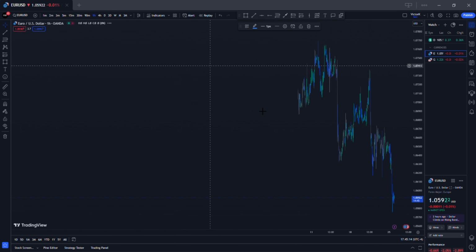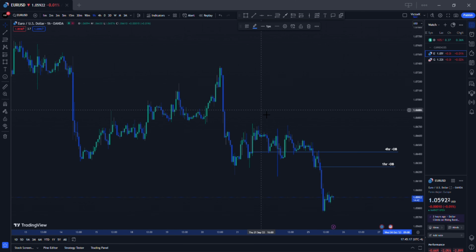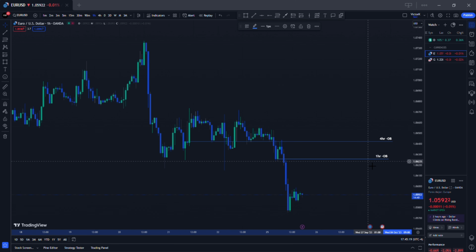So now let's go to the 1-hour chart and look at it more closely. So this is the 1-hour bearish order block, and I'm expecting price to reach up into this place, and then this is the area I'll be looking to put my trades.